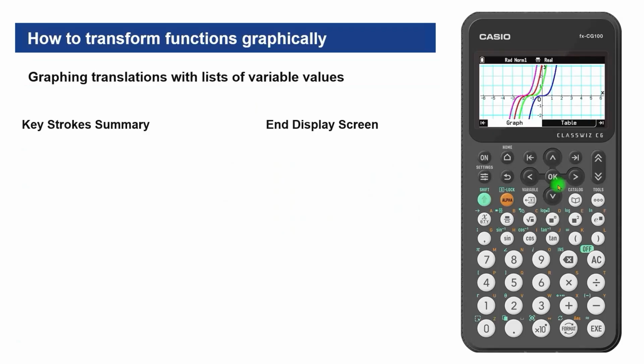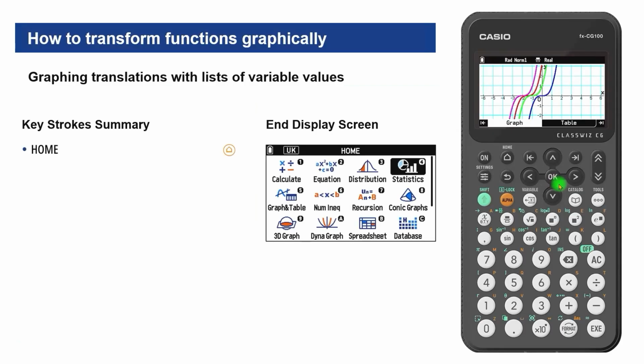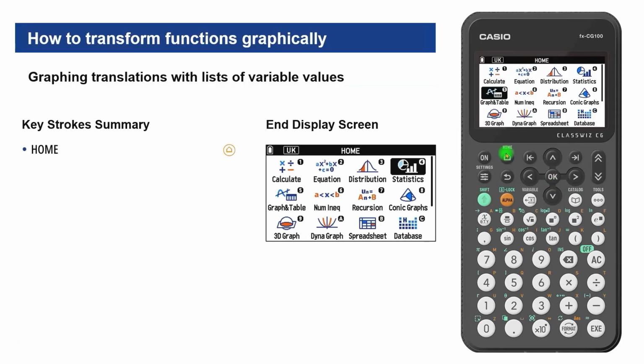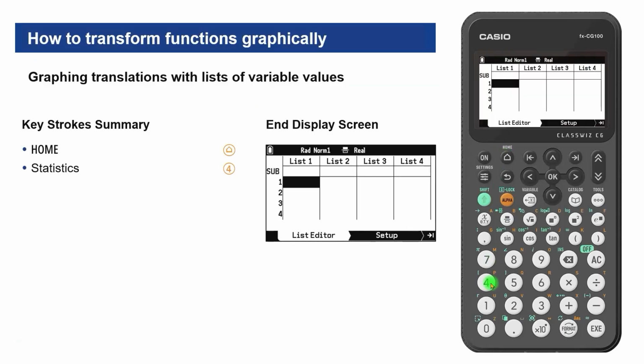A more efficient method for sketching multiple graphs of transformations is to use a list. To easily create a list of values, from Home, go to Statistics and enter the values in a list. For convenience, we are using list 1.